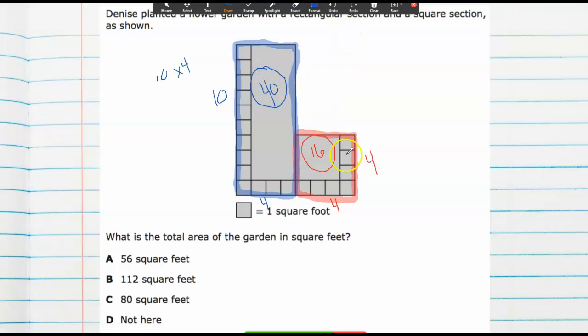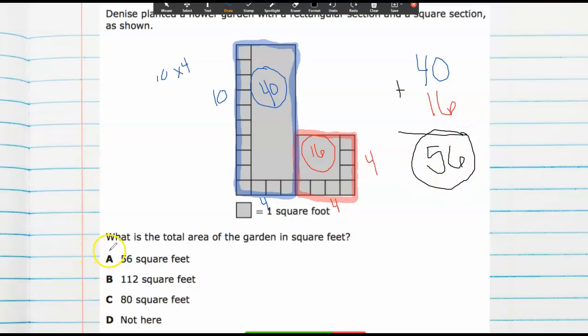Okay, so what do I need to do with 40 and 16? Remember, I found my area, I multiplied. Now what do I need to do with those two numbers? I need to add them. So I'm going to take my 40 from over here. I'm going to take my 16 from over here. And I'm going to add them. Okay, 0 plus 6 is 6. 4 plus 1 is 5. So my total area is 56 square feet.